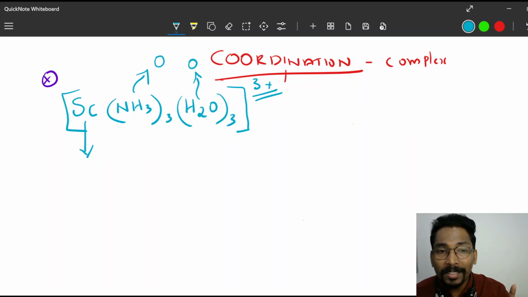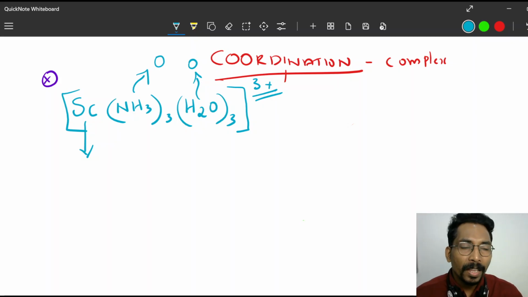And one more important thing, I think you know this particular point. If the central metal atom is scandium, the charge will always be +3. Why? Because scandium shows only one fixed oxidation state, that is +3. That is because of the stable oxidation state that we will study in the d and f block chapter. Okay, so that is a very important point.